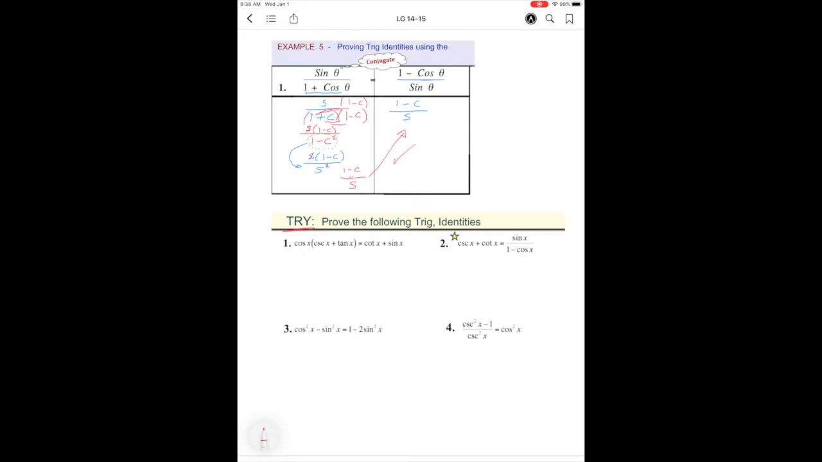Okay, so I want you guys to try these ones on the bottom. You can pause and check the answers.